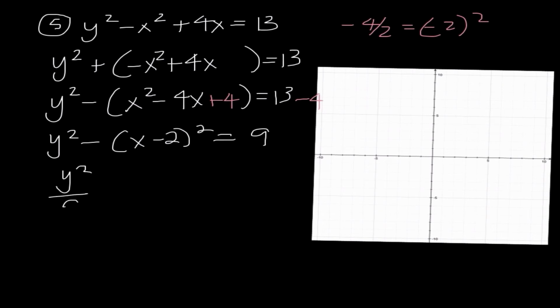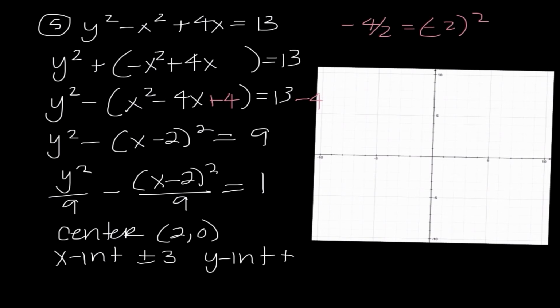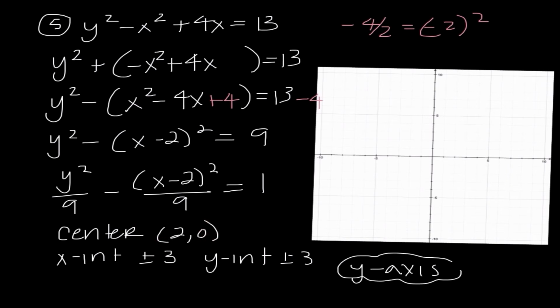When I divide everything by 9, I get y squared over 9 minus the quantity x minus 2 squared over 9 equals 1. So our center would be 2, 0. My x-intercepts are plus or minus 3, and the y-intercept would be plus or minus 3. And I notice that I need to graph this on the y-axis because y is positive. Now the reason my center was 2, 0 instead of 0, 2 is because I noticed that this negative 2 corresponded with my x value. So I always need to be paying attention to what is in my parentheses.